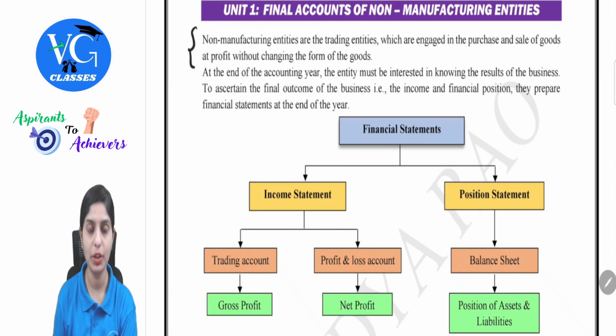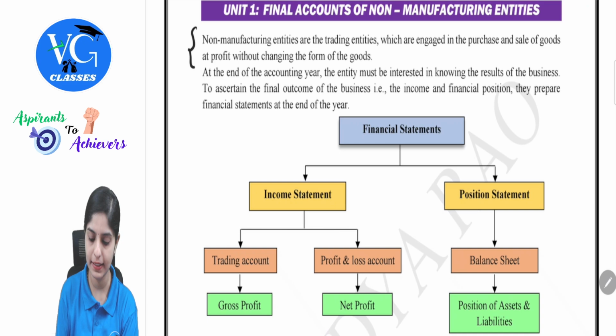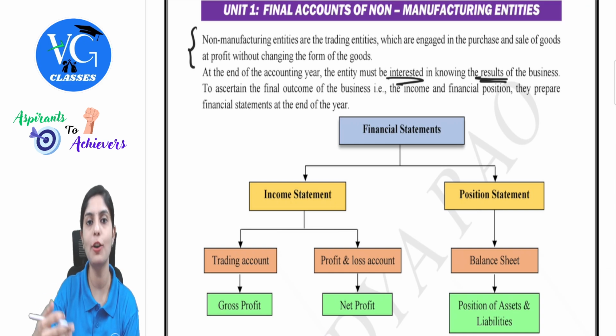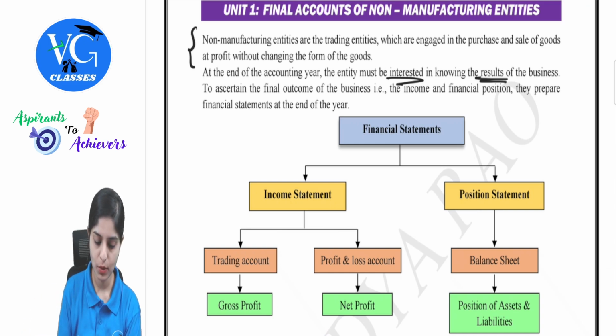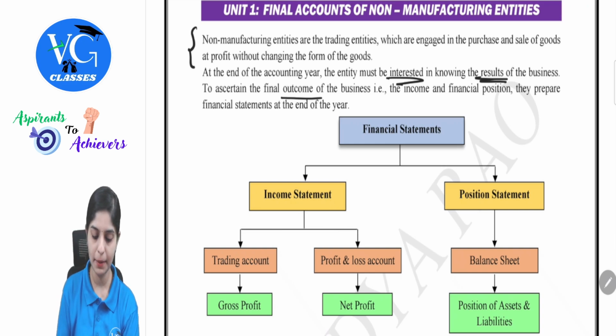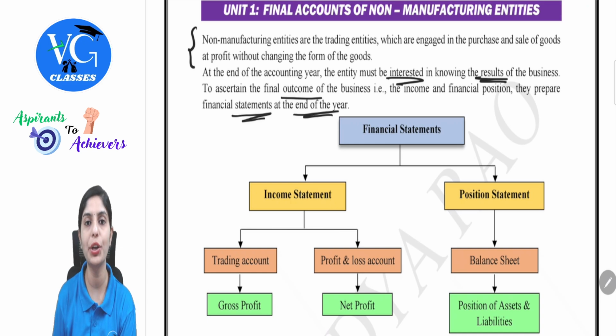At the end of the accounting year, what must the entity be interested in? Knowing the results of the business. What are the results of the business? They have to check whether they are operating towards profit or loss. To ascertain the final outcome of the business, that is income and financial position, what do they prepare? Financial statements at the end of the year, which we are going to learn in this particular chapter.